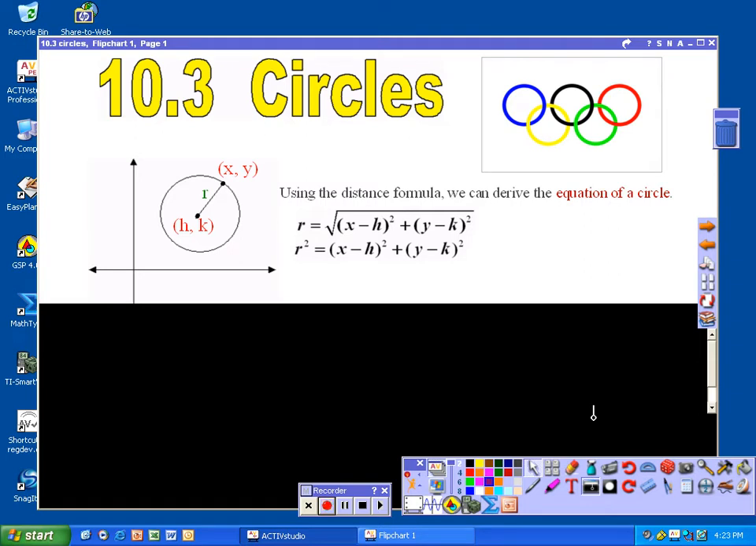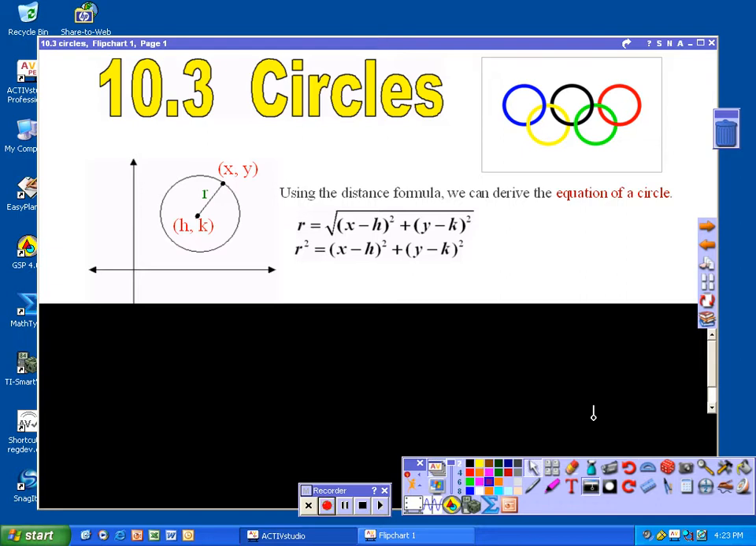As you learned in geometry, the equation of circles is computed from distance. So if we take any general circle and we call its center (h, k), and we call a point on the circle (x, y), we should be able to compute the equation of a circle using the length of the radius.